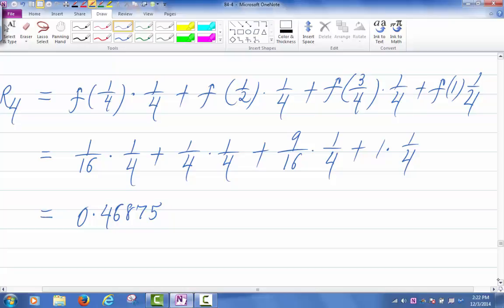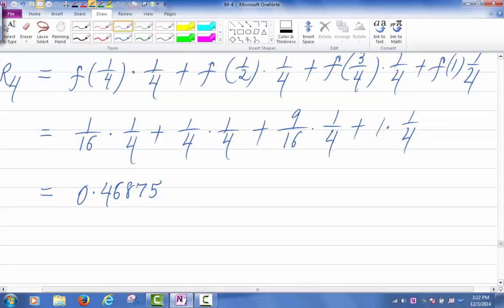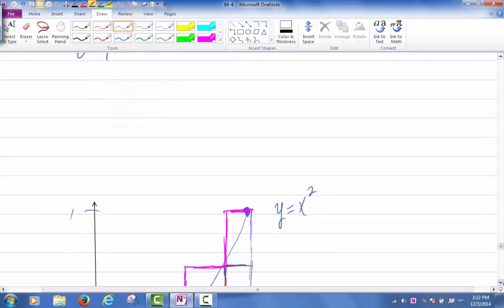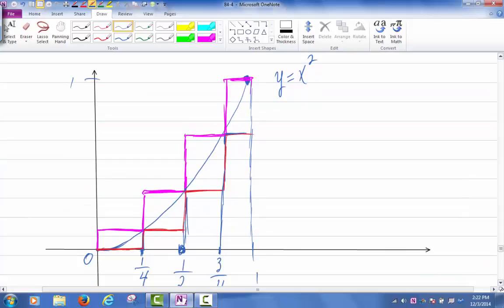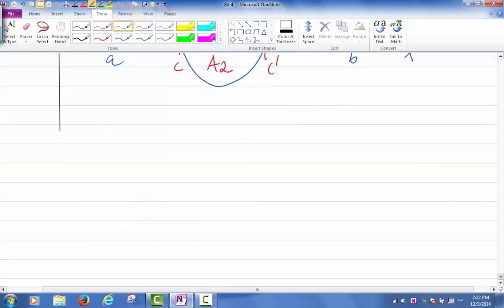Now, geometrically, what do L4 and R4 represent? What do they mean geometrically? Let's see that. Are you guys done taking notes on R4? Okay, so let's see what they mean geometrically. Okay, the graph. Oops.